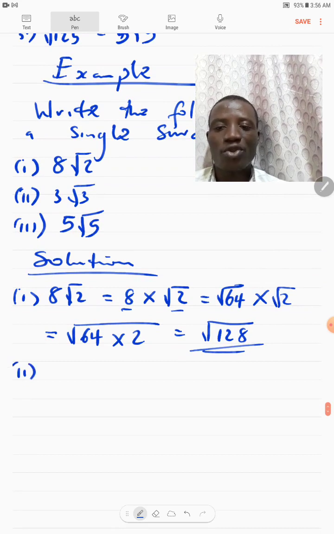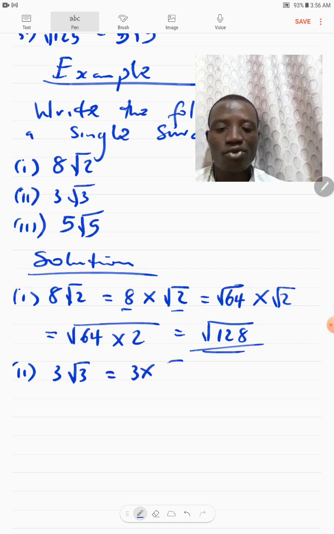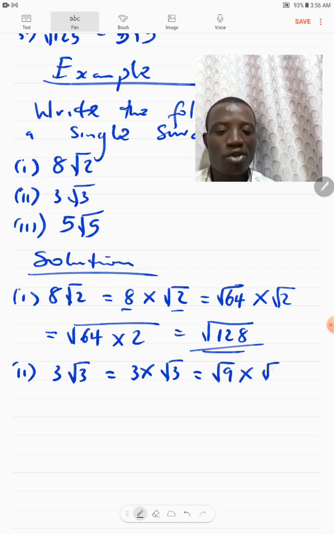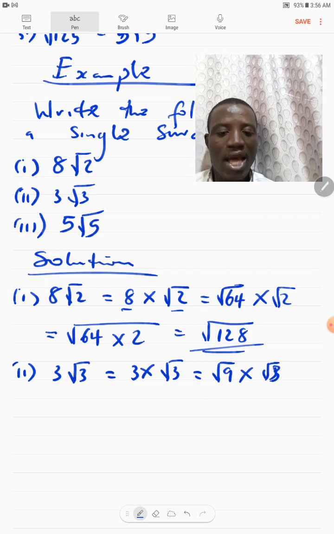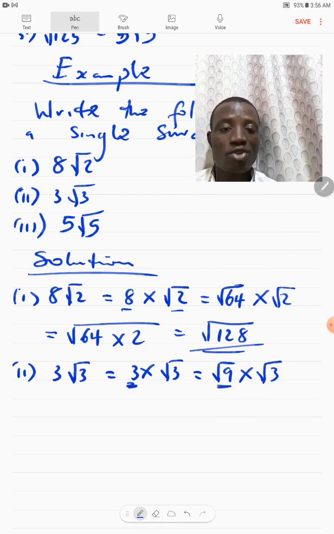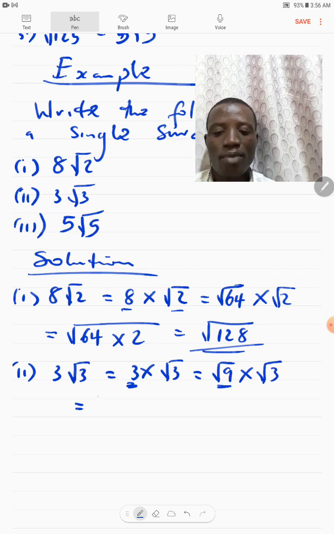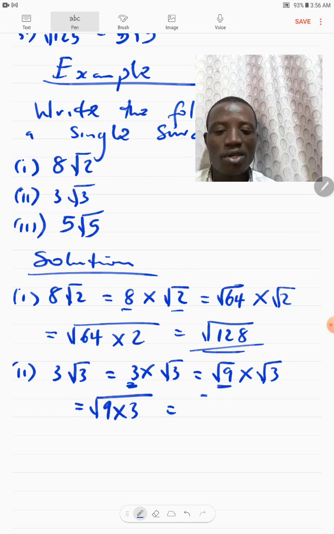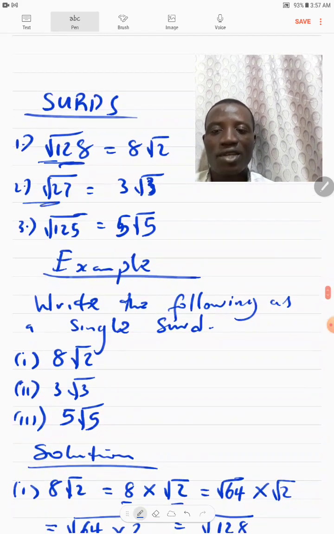And the second one, we can be faster than the first question now. So this will be 3 times root 3. This will be root 9 times root 3, because it is root 9 that will give me 3. I hope you understand that. It is this root 9 that is equivalent to this 3. Square root of 9 is 3. So I can combine that to be 9 times 3. That will be root 27, which is what I have here, root 27.